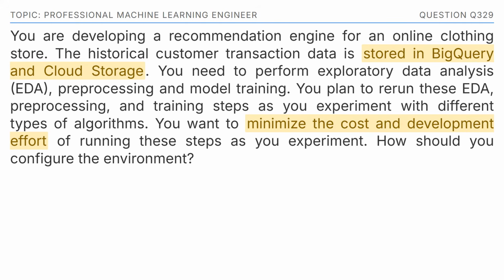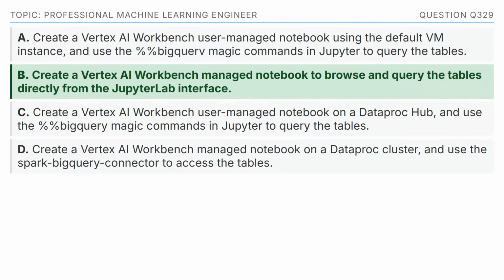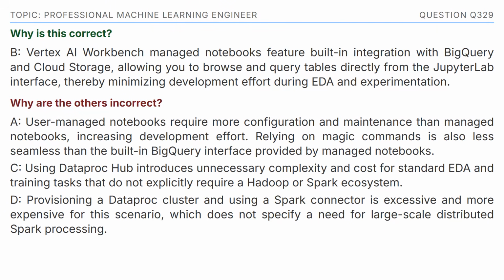To arrive at the correct answer, we focus on the keywords: stored in BigQuery and Cloud Storage, minimize the cost and development effort. The correct answer is option B. Create a Vertex AI Workbench managed notebook to browse and query the tables directly from the JupyterLab interface. Why is this correct?